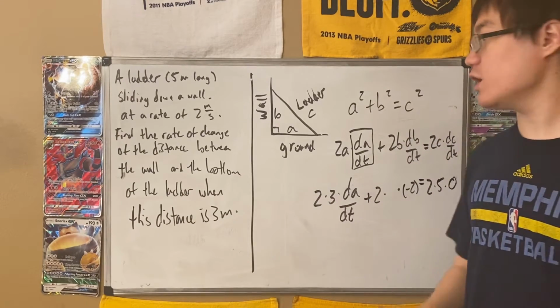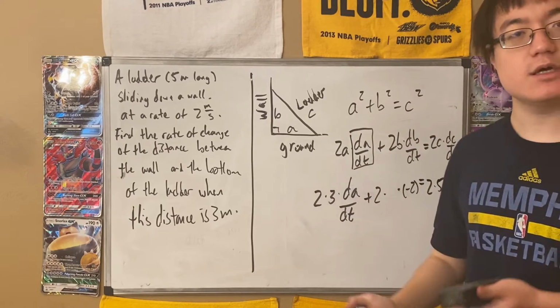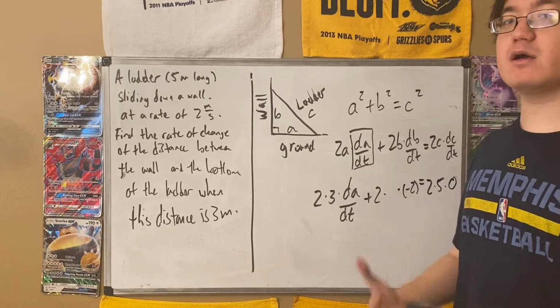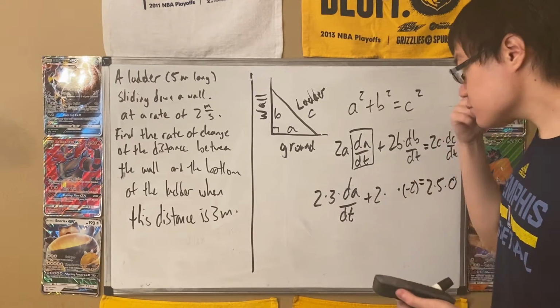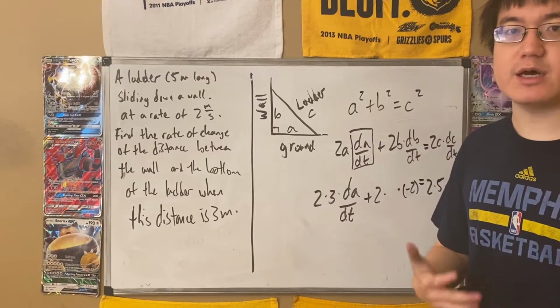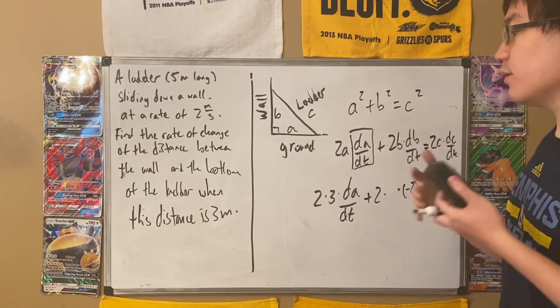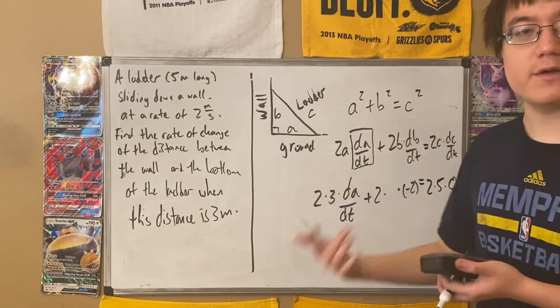As we mentioned before, you could have actually plugged in this 5 for C at the very beginning of the question before you take the derivative, because you're allowed to plug in variables before you take the derivative for things that are not changing, not things that are changing. So in this question, it would have been allowed to plug in 5 for C, but it would not have been allowed to plug in 3 for A, for example.